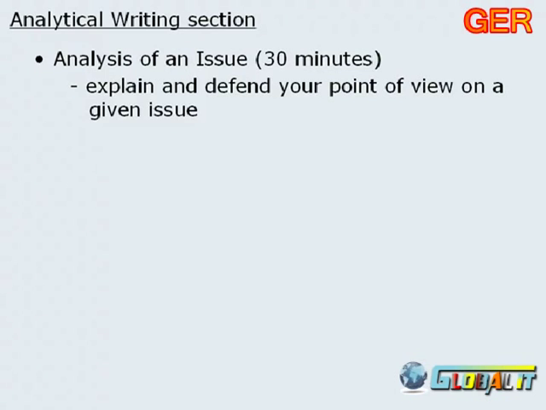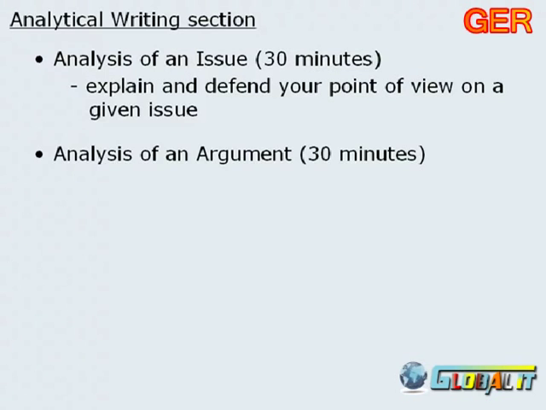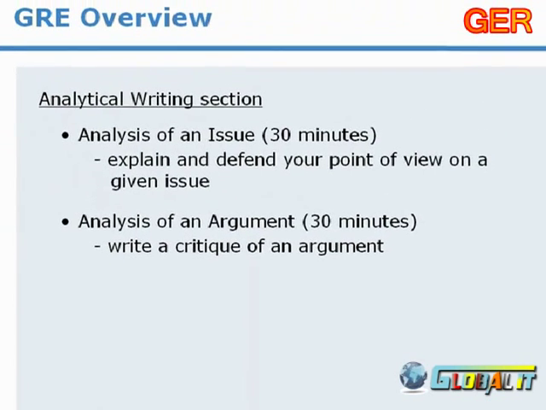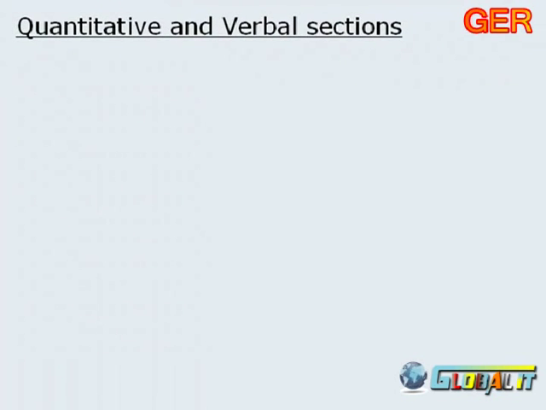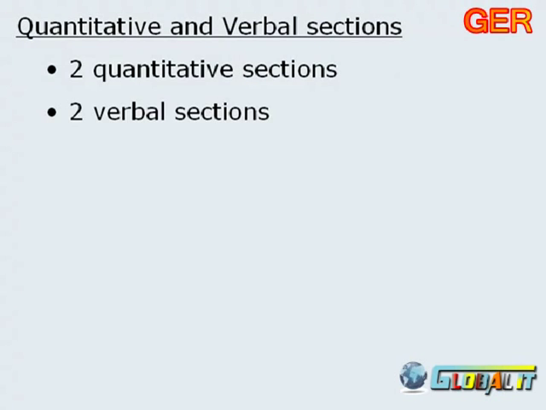The other essay type is called Analysis of an Argument. For this essay, you will be given an argument, and you will have 30 minutes to write a critique of that argument. Now we'll examine the writing tasks in much greater detail in the Analytical Writing Lesson module. Moving along, following the two essay tasks, you'll begin working on the quantitative and verbal measures of the test. To this end, you will complete 2 quantitative sections and 2 verbal sections with 20 questions per section.